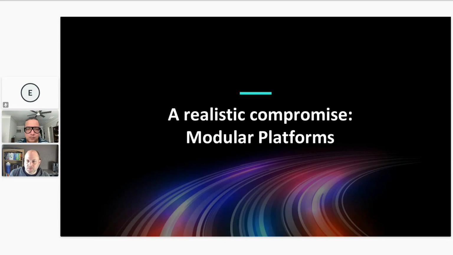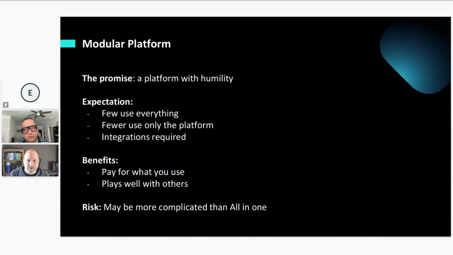So what we're seeing, and frankly, our approach is more of a modular platform approach. And this seems to be where things might be going in the industry. The tagline for this approach would be platform with humility, right? We're going to have some of those platform ideas. If you're using all of the capabilities from the platform, it should work together beautifully. It should be pre-integrated. It should be smooth. It should be really clean.